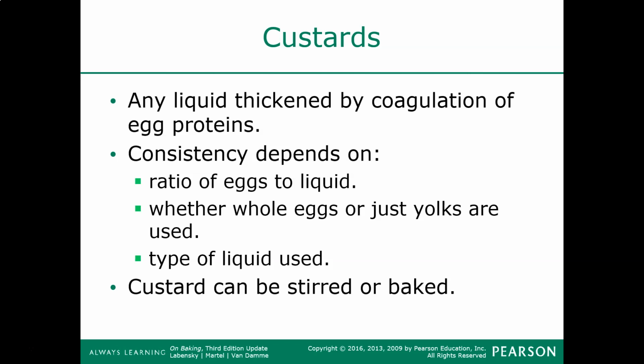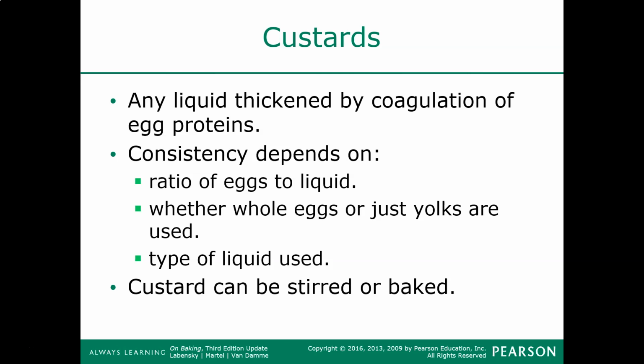The proportion of eggs to the other ingredients in the mixture affects the egg coagulation. Those other ingredients can be things like cream, milk, and sugar. They interrupt the formation of these bonds, slowing the coagulation so that the mixture thickens into a creamy sauce or a tender pudding. A custard's consistency depends on the ratio of eggs to liquid, whether whole eggs or just yolks are used, and the type of liquid used.